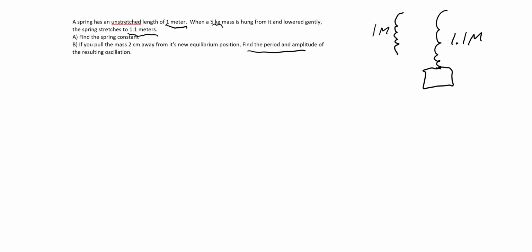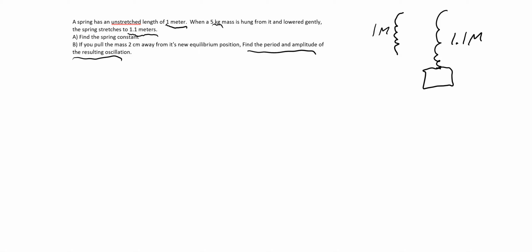Okay, so here we have a spring problem, and this problem says that the spring starts out with an unstretched length of 1 meter. And it says if you hang a 5 kilogram mass from it, it will stretch to 1.1 meters. So they want us to find the spring constant. And then they say if you pull it 2 centimeters away from its new equilibrium position, so the new equilibrium's at, if we draw a picture, this is the unstretched spring, 1 meter. And here's the stretched spring with a new equilibrium of 1.1 meters. Okay, they want to know, find the period and the amplitude of the resulting oscillation.